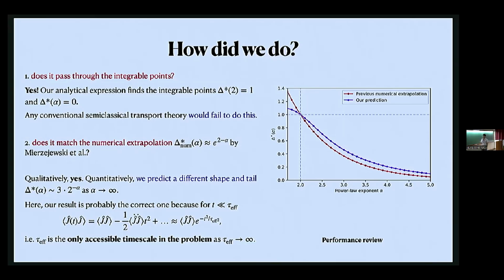I will say that our result is probably the correct one because we are looking at these short timescales where the Kubo correlation function explicitly just has this e to the minus t squared form at very short times. The reason there's no linear piece in here is actually because we're at infinite temperature and this correlation function is even in time. So this is the only accessible timescale in the problem in the large alpha regime, and therefore this analysis has to be giving the correct relaxation rate. So I think this solves the problem we set out to solve.